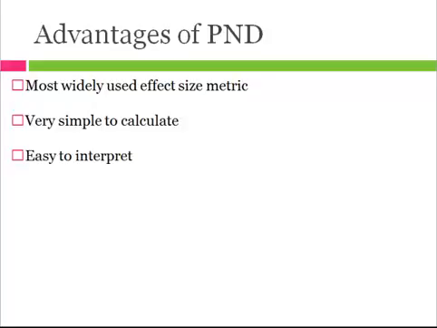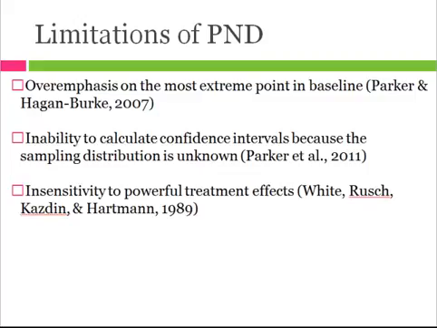So advantages of PND, it's most widely used, at least at this point. It's very simple to calculate, and it's easy to interpret. But there is this overemphasis on the most extreme data point in baseline, and that could be problematic, because what if your child has one really great day out of 20? That's the highest baseline point, and then everything else is measured against that, when it might just be a fluke. So that's something to consider.